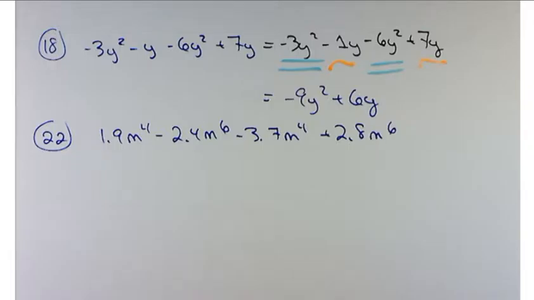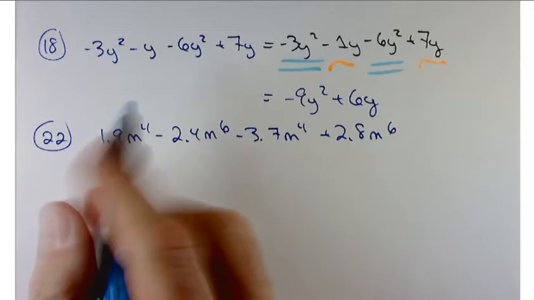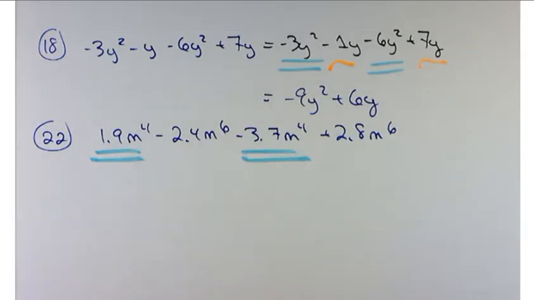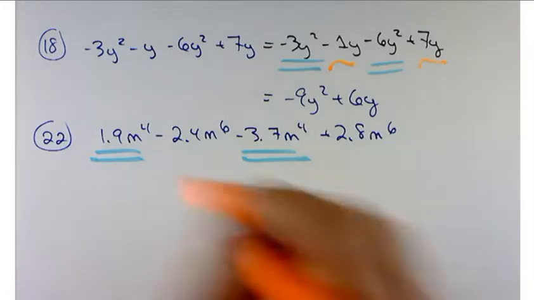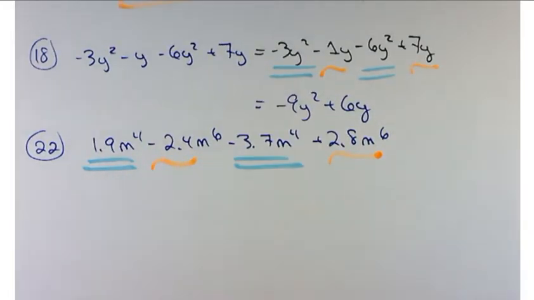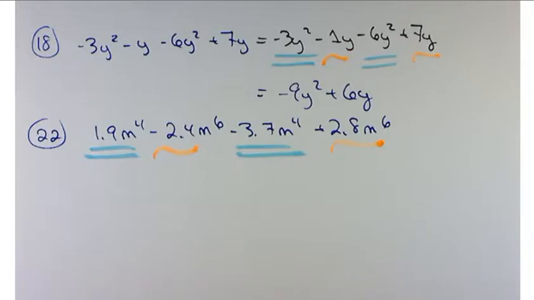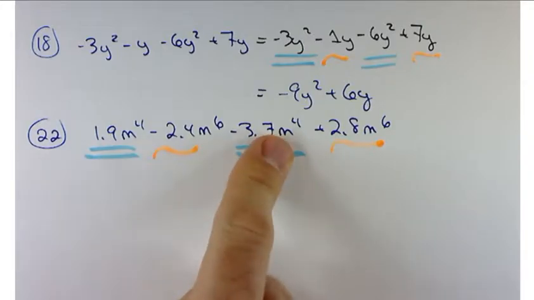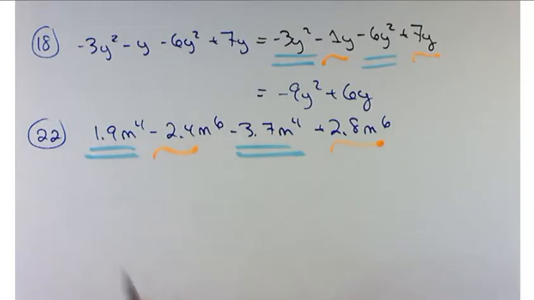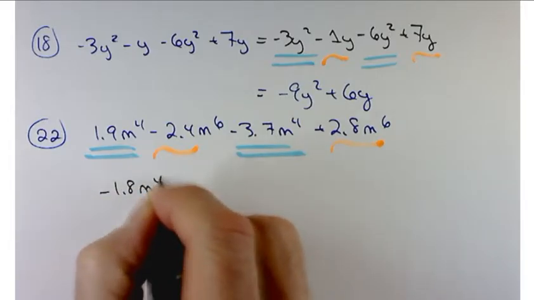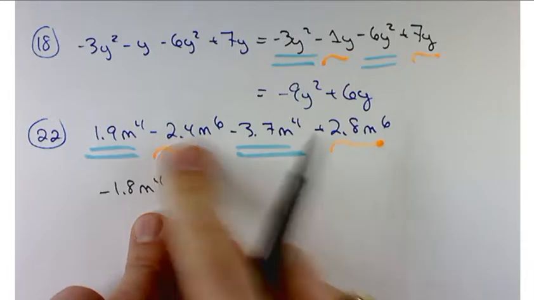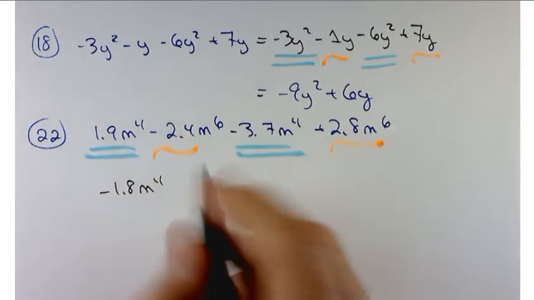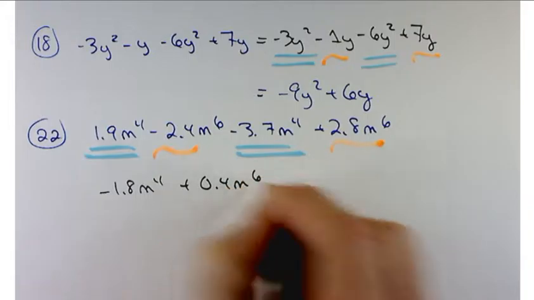This is kind of like problem number 18 in as much as you're going to combine like terms. That would be these two, and of course these two. Now I see a bunch of you taking out your graphing calculators and other calculators. That's great. Nothing wrong with that. So let's see. We want 1.9 minus 3.7. That's what? Negative 1.8. Negative 1.8 m to the fourth. And then negative 2.4 plus 2.8. That'd be 0.4 m to the sixth.